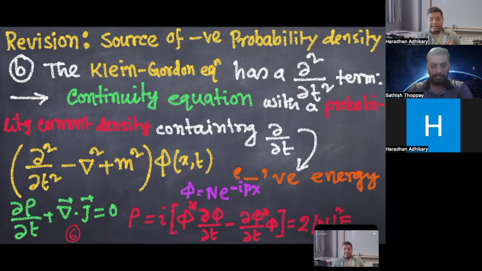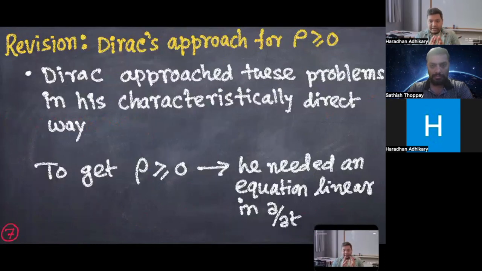To tackle this problem, the first approach was that whatever equation we have in the relativistic domain, the first-order partial time derivative should be linear in the equation of motion. That will ensure that the probability density is positive, because that was the main source of the negative probability density in the Klein-Gordon equation.